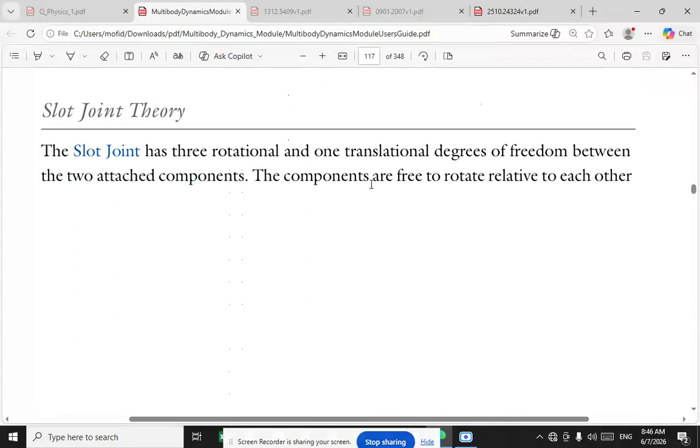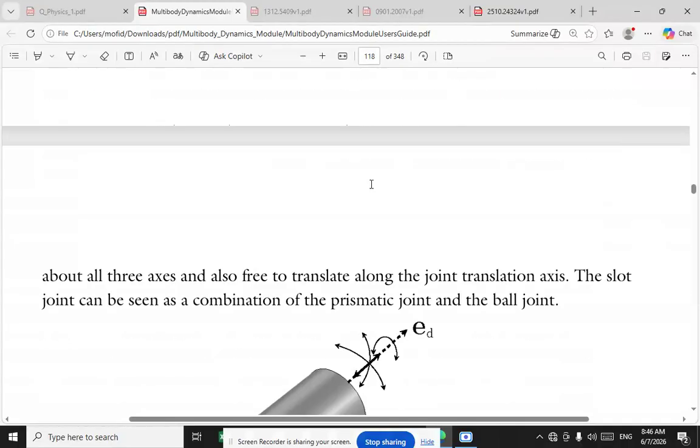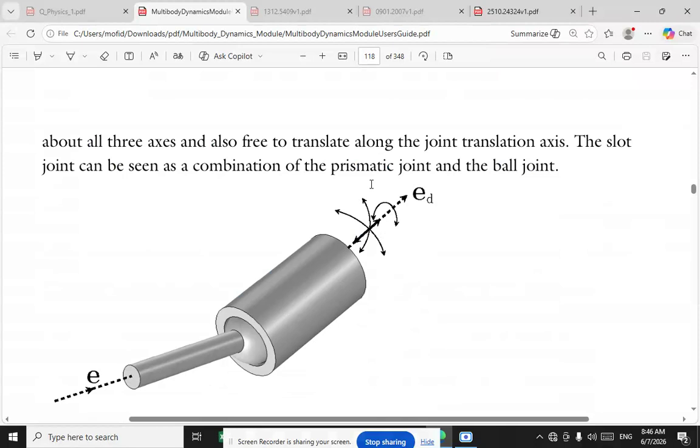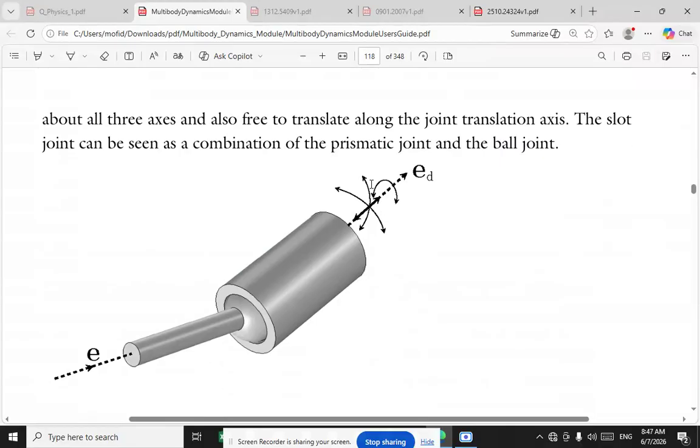Slot joint theory. The slot joint has three rotational and one translational degrees of freedom between the two attached components. The components are free to rotate relative to each other about all three axes and also free to translate along the joint translation axis. The slot joint can be seen as a combination of the prismatic joint and the ball joint.